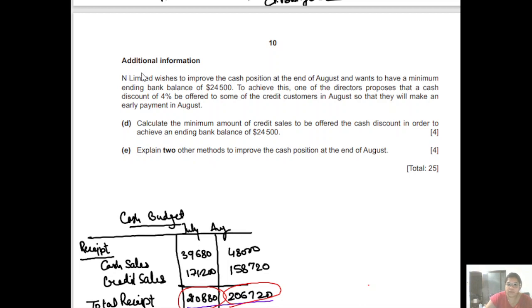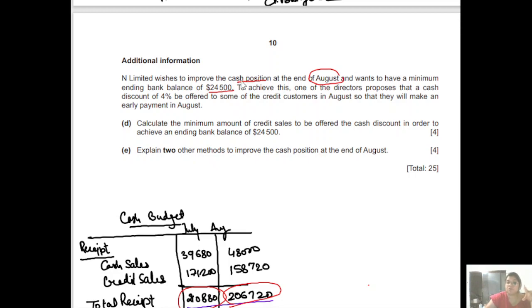They said N Limited wishes to improve its cash position. Whatever information you have is for N Limited. They want to improve the cash position because they found that at the end of the month it is not okay. So at the end of August, they want to improve the cash position, and they want a minimum ending balance. They want the balance to be 24,500.